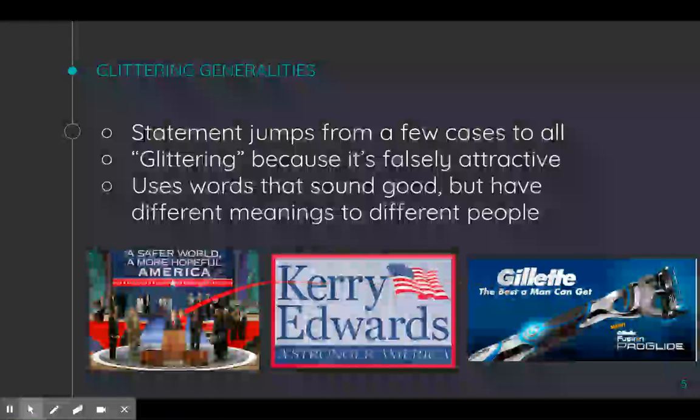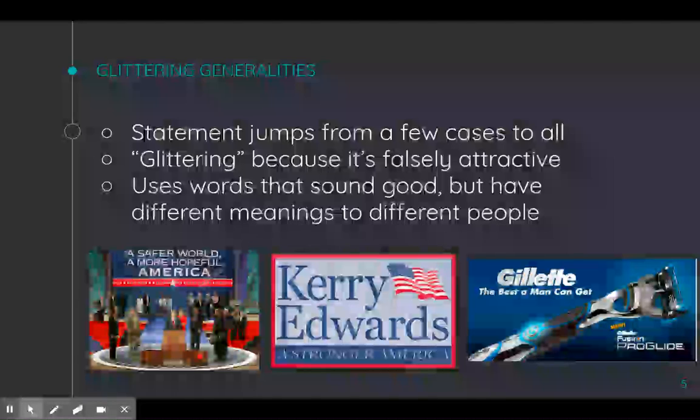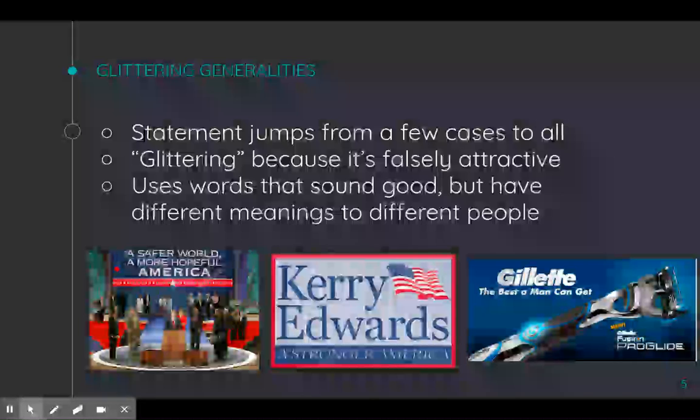You have some more examples here. These are from the 2004 election, I want to say. I could be wrong. So you've got two different slogans here. This is the Bush campaign: a safer world, a more hopeful America. Okay, well, that sounds great, maybe, right? But what does safer mean to you? What does hopeful mean to you? Those things mean different things to different people.